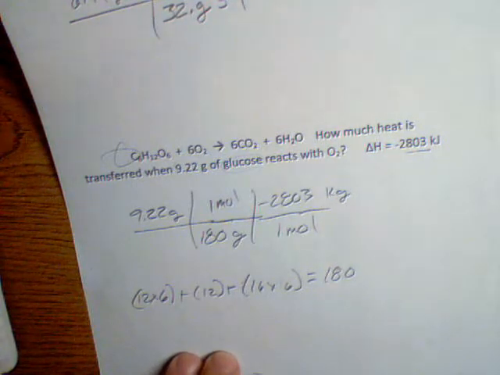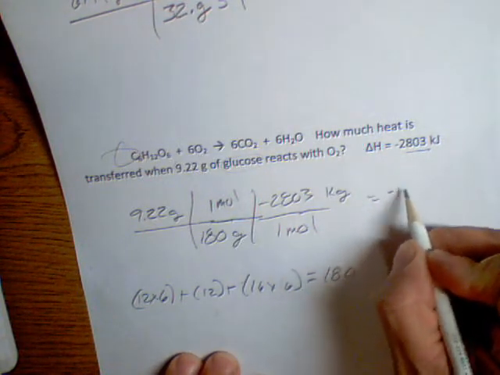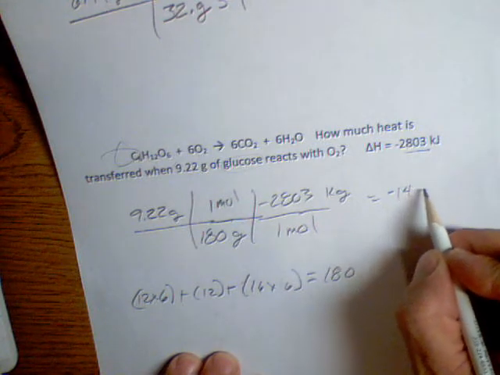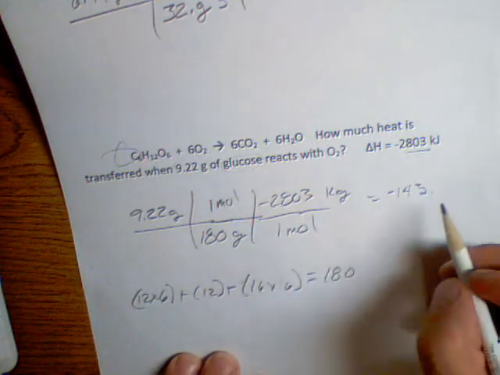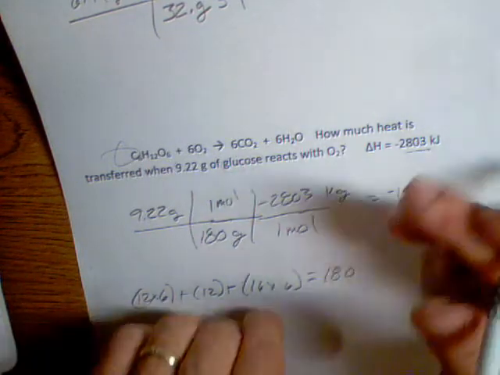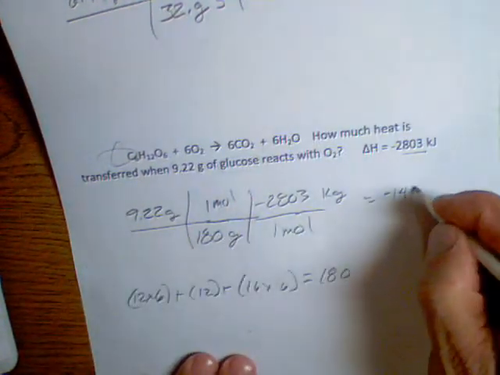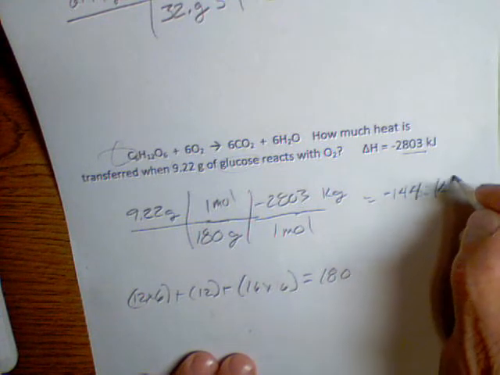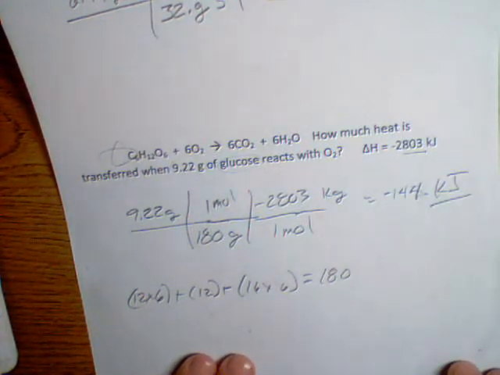So we have 9.22 divided by 180. That turns us into moles. Multiplied by our 280, there we go. So we have negative 143. It looks like we should stay with 3 sig figs, so 140. And always remember your units. Alright.